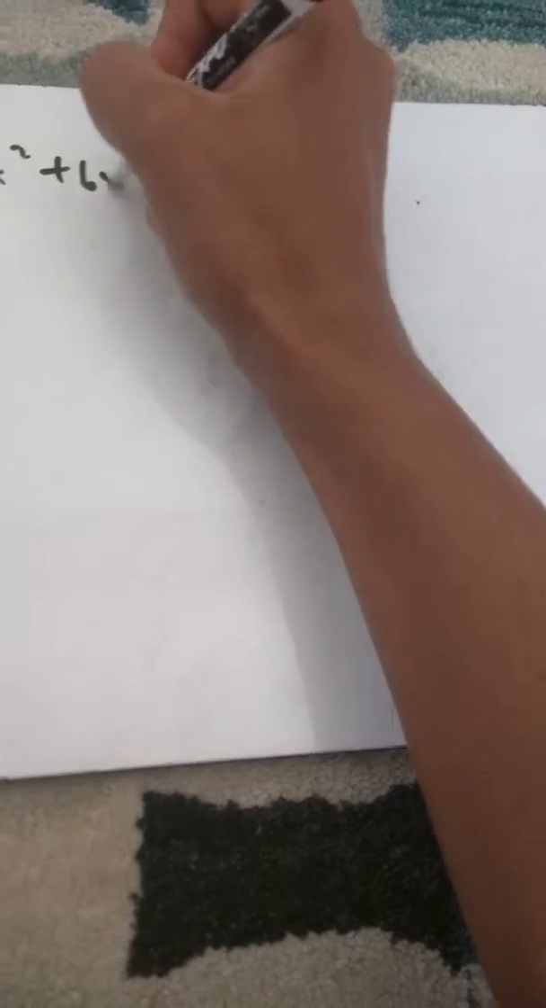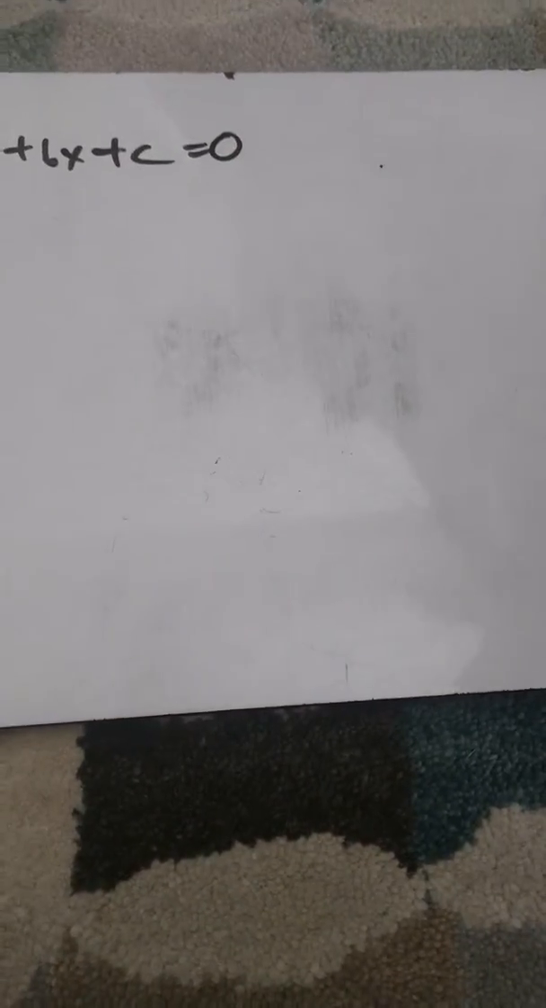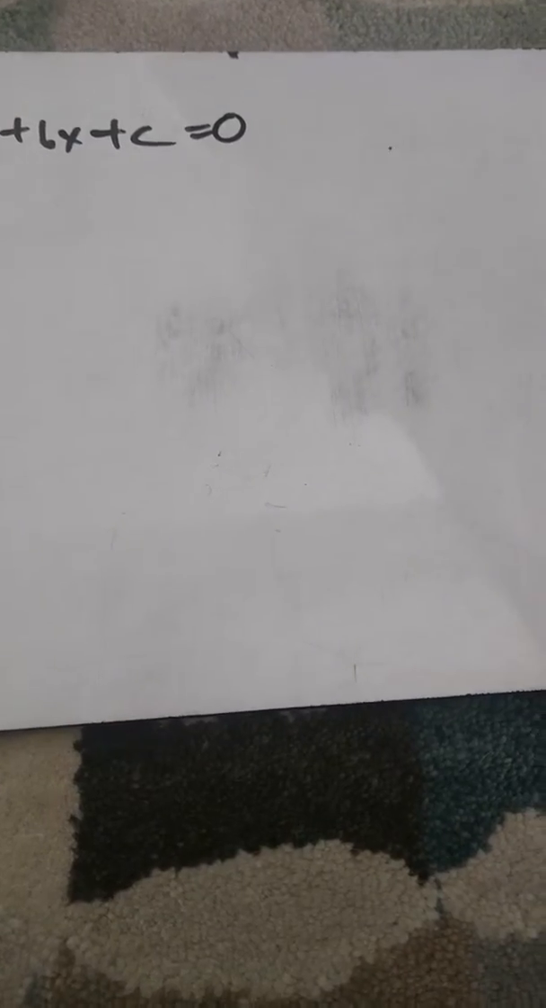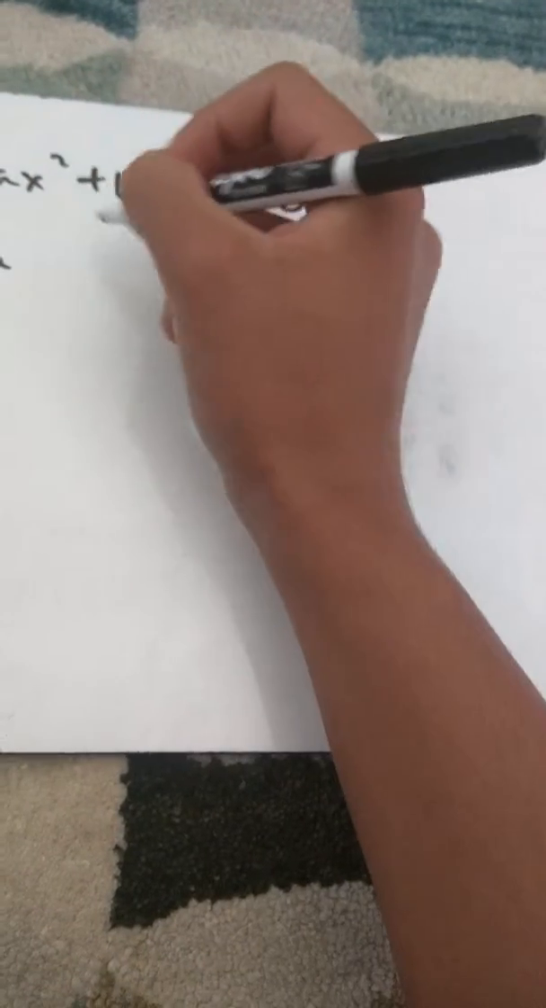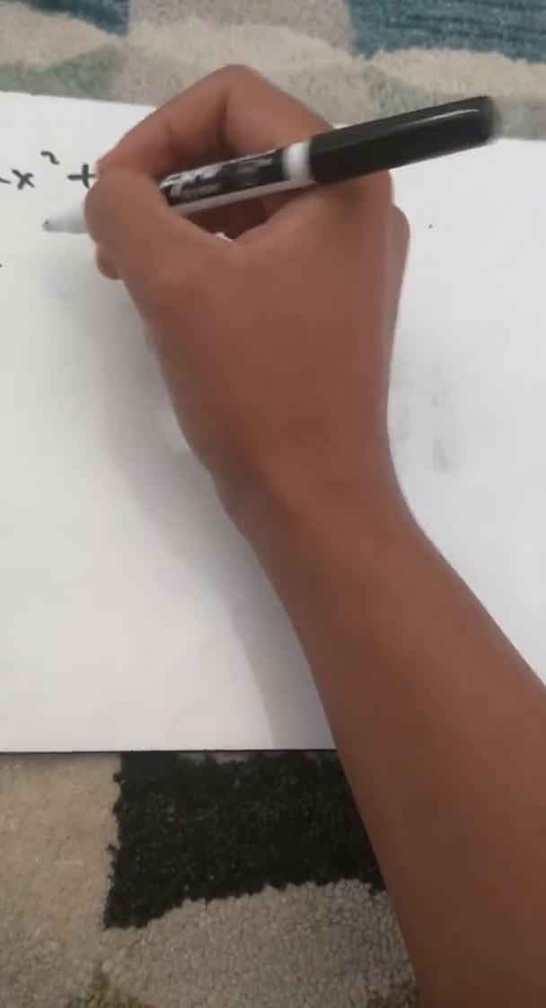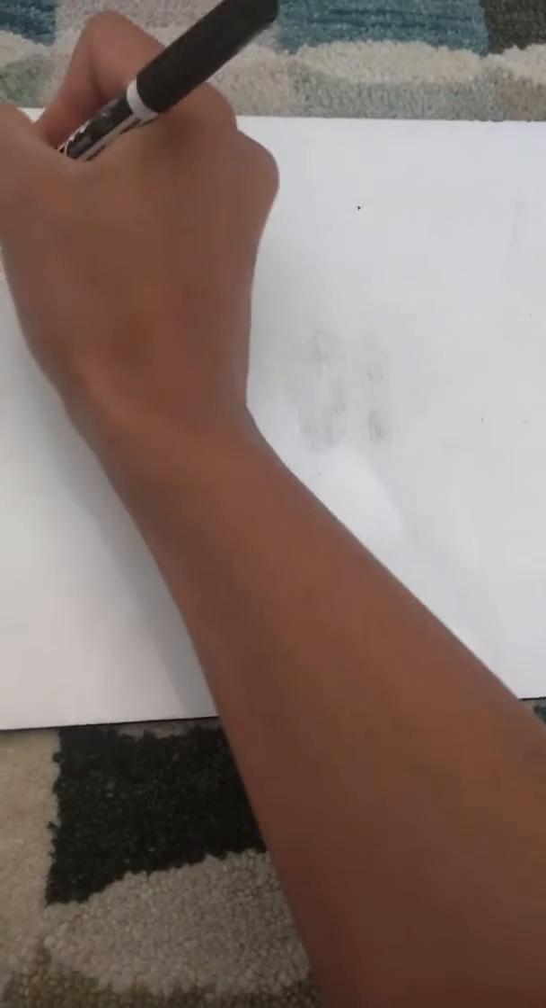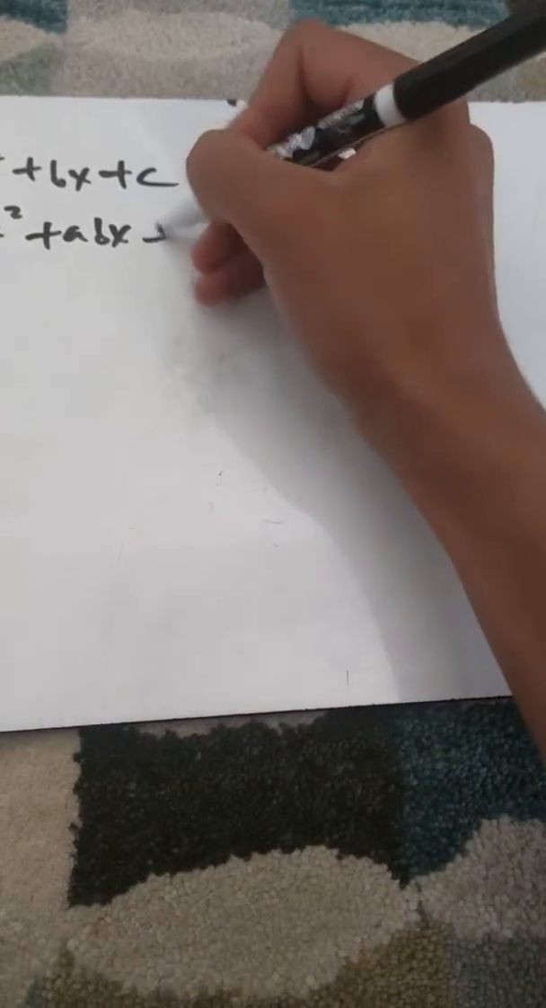And this is another way of doing it. So ax squared plus bx plus c equals 0, right? And now, all we do is we multiply by a, so we get a squared x squared plus abx plus ac equals 0.